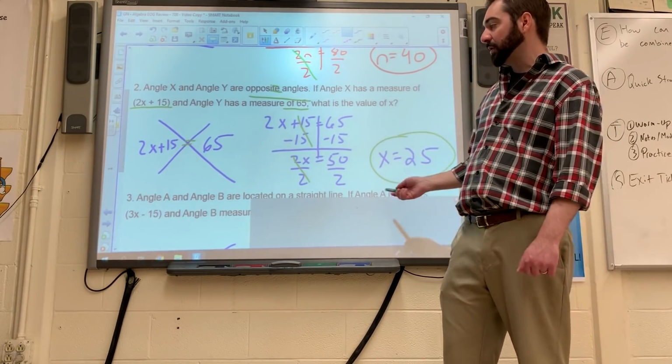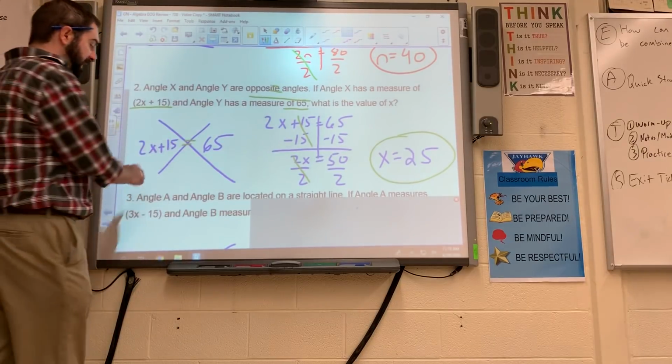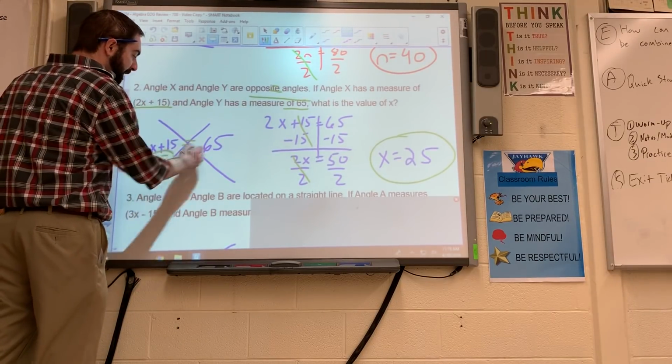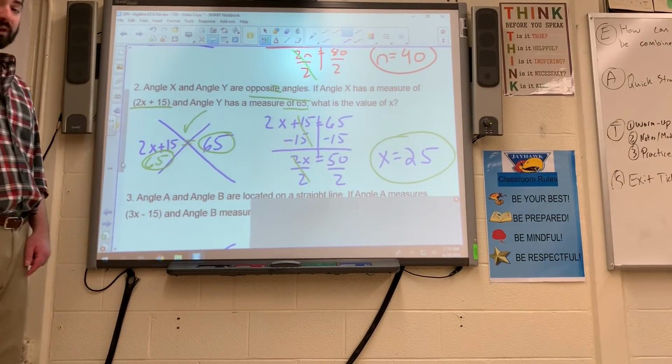There's nothing really I could do. I could check my work. 2 times 25 is 50. 50 plus 15 is 65. 65 equals 65. Very good. Checking our work. Always making sure our equations match up.